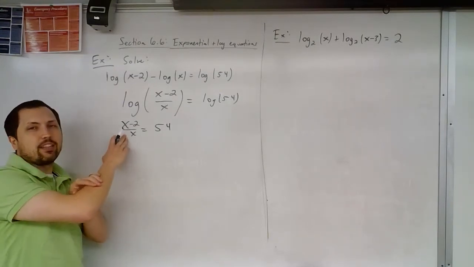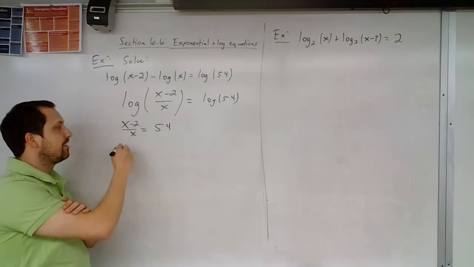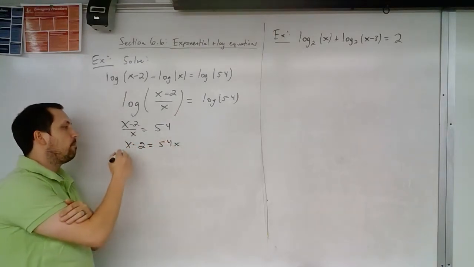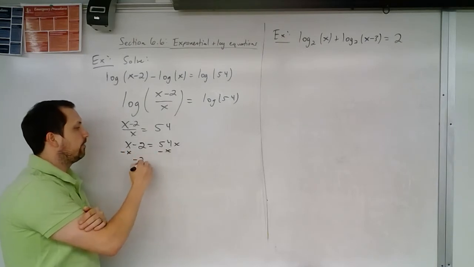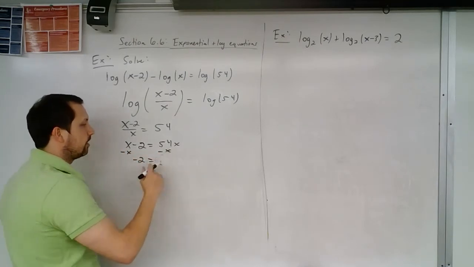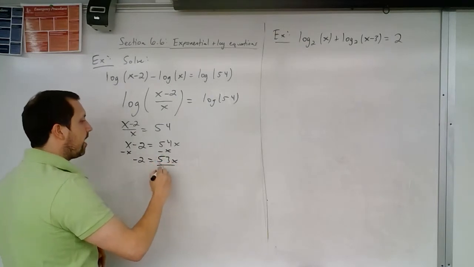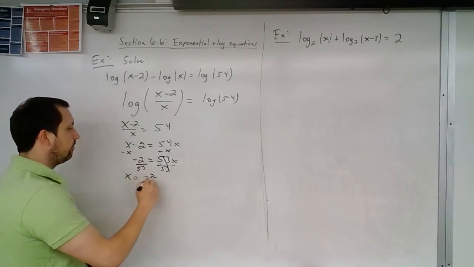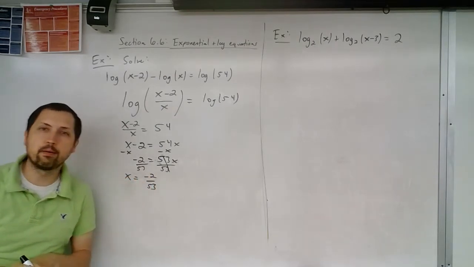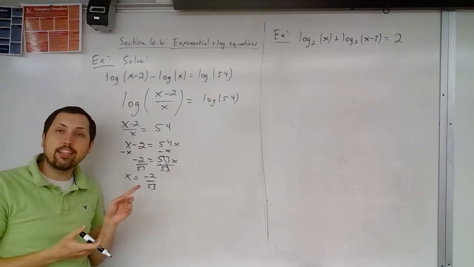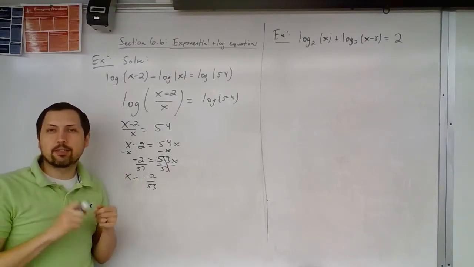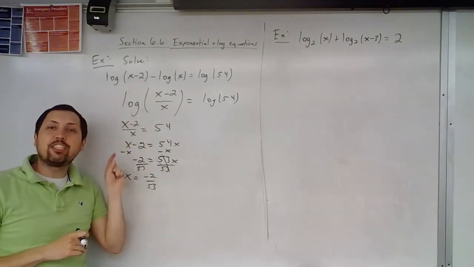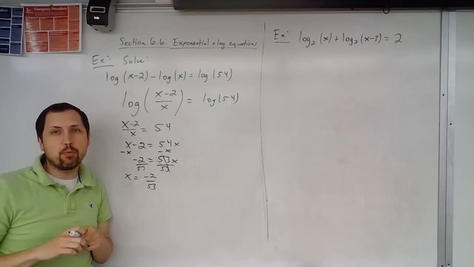I get rid of the denominator by multiplying both sides by x, and I get x minus 2 is equal to 54 times x. I move this x over here, and I have negative 2 is equal to 53x. Divide by 53, so I have x is equal to negative 2 over 53. So that is my answer, but it's not really my answer, since I combined logarithms using one of those rules, I need to check my answer to see if it works.